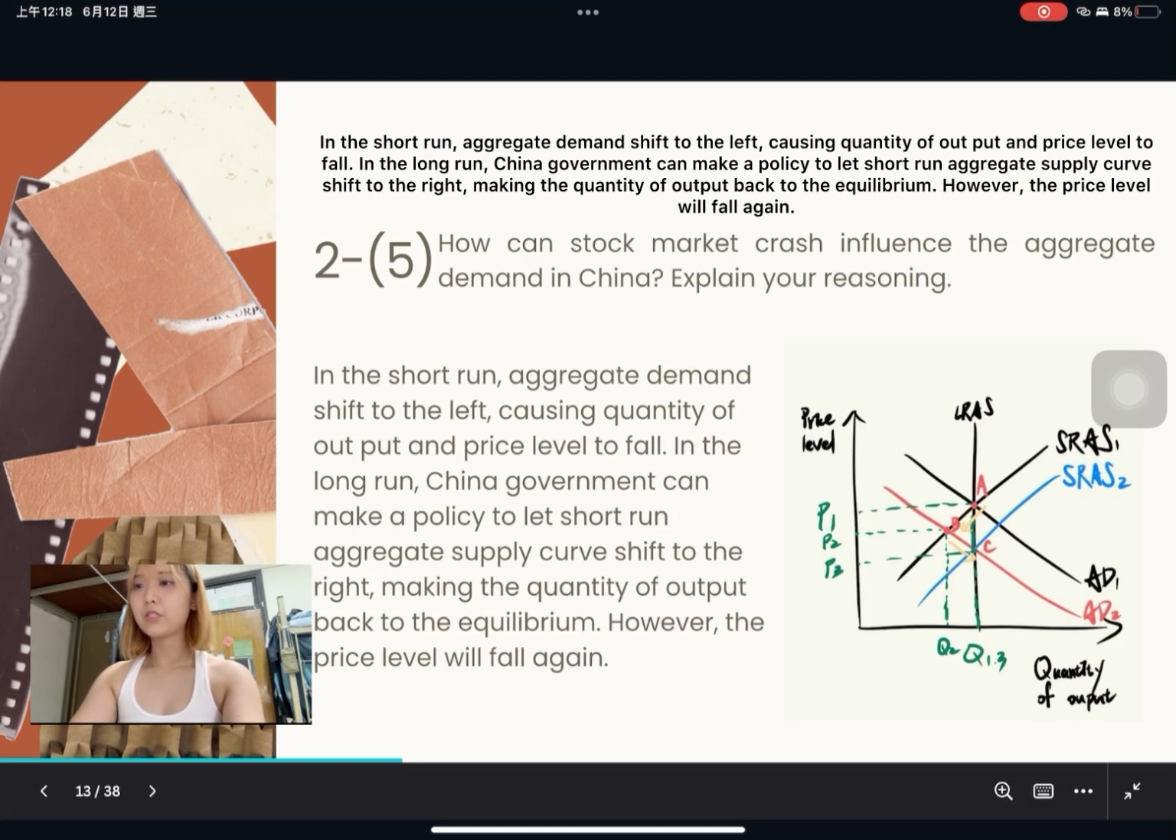For question 5, in the short run, aggregate demand shifts to the left, causing the quantity of output and the price level to fall. In the long run, the Chinese government can make a policy to let the short-run aggregate supply curve shift to the right, making the quantity of output go back to equilibrium. However, the price level will fall again.